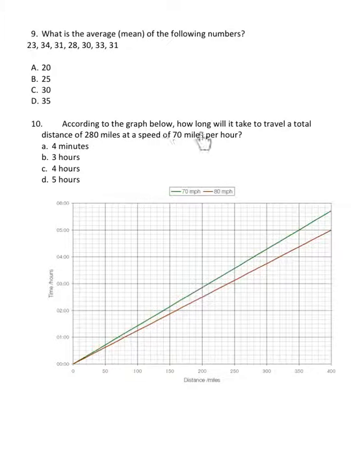Number 10. According to the graph below, how long will it take to travel a total distance of 280 miles at a speed of 70 miles per hour? A. 4 minutes, B. 3 hours, C. 4 hours, D. 5 hours.